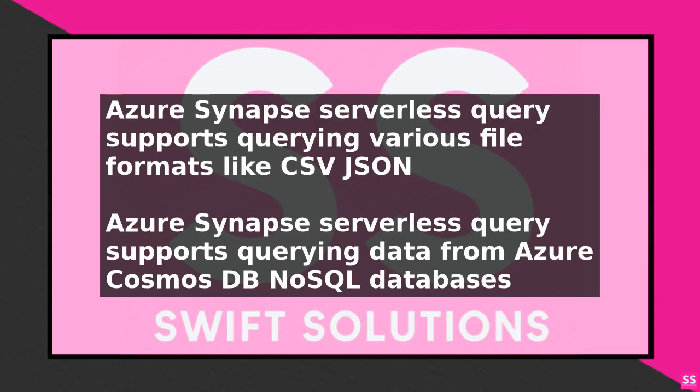Step 4: Optimizing performance. To optimize performance, users can use various techniques such as caching and indexing. Azure Synapse Serverless Query also provides features such as query folding and predicate pushdown. To improve performance, users can also use the query editor to analyze the query plan and optimize it for better performance. Step 5: Security and access control.